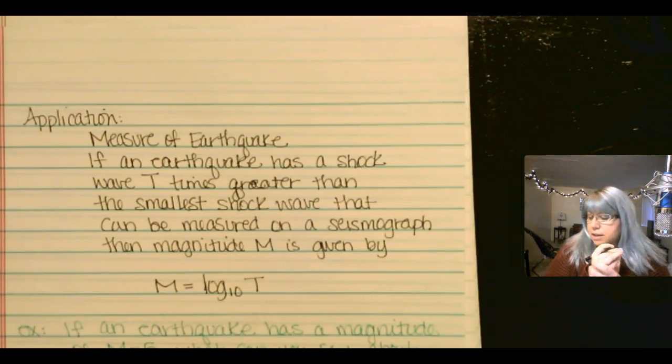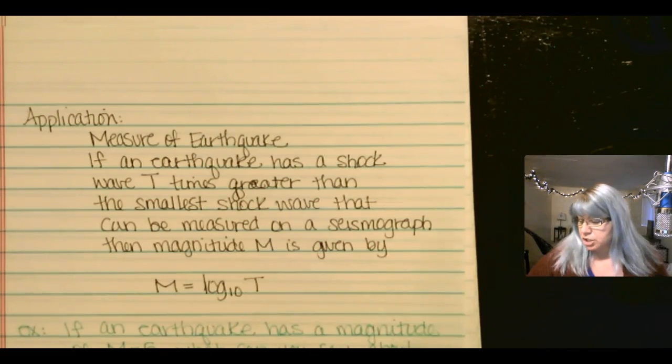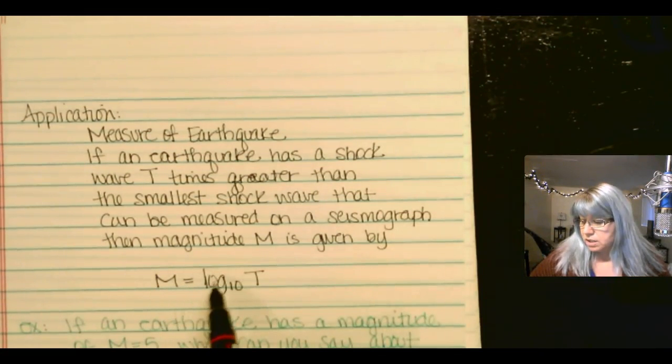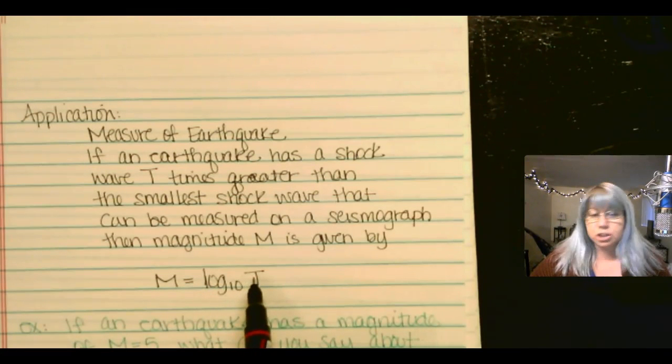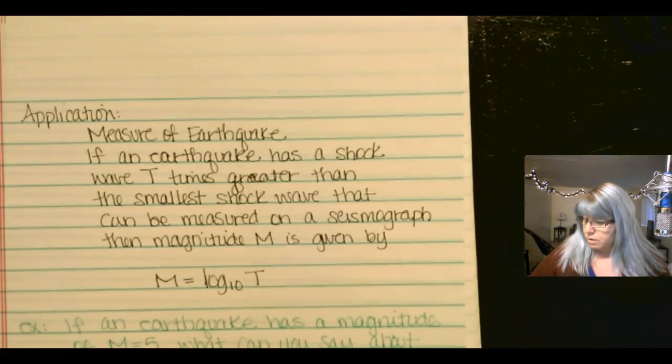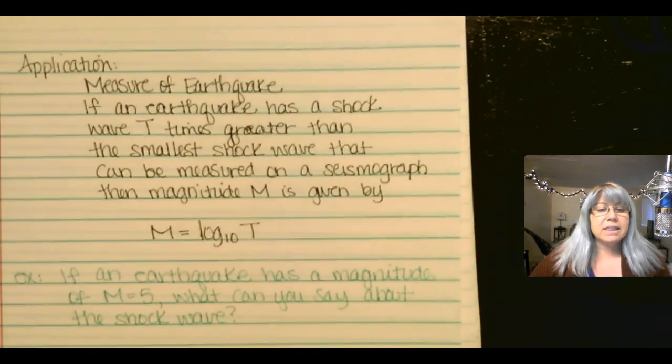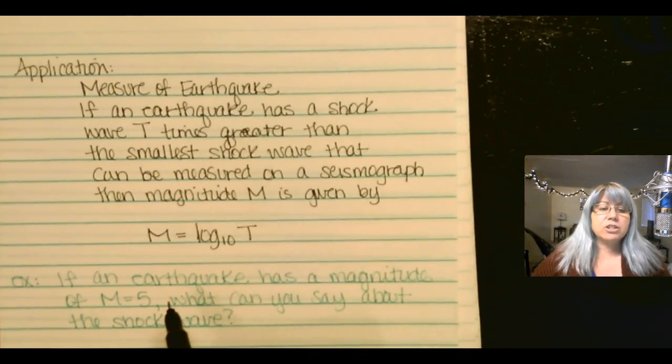All right, so in another example, in another lecture, we talked about the measure of an earthquake. If an earthquake has a shock wave t times greater than the smallest shock wave that's measurable on a seismograph, then the magnitude is given by the equation: the magnitude equals log base 10 of t. Using that, if our magnitude is 5, what can we say about the shock wave?